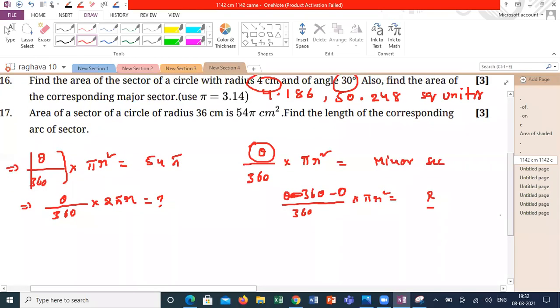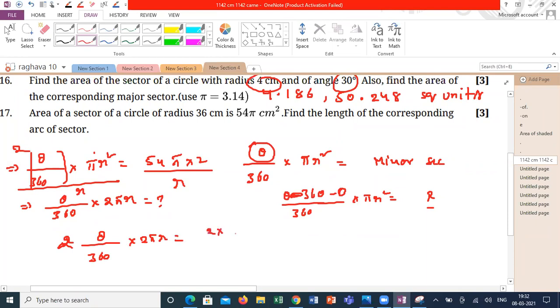So you kept it like this and substituted. Sir, for theta by 360, I got the value as 54 by 36 into 36, sir, while bringing everything to the other side. Or I can do it like this. Multiply 2 on both sides. Divide with r. This will become theta by 360 into 2 pi r will be equal to 2 into 54 pi divided by r. r is how much? 36. This is the length of the arc. I got the theta value as 15, sir.